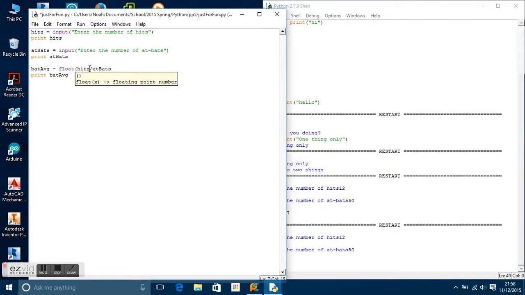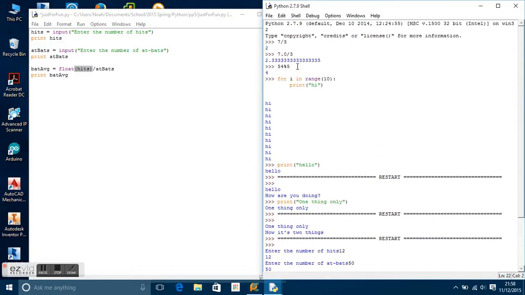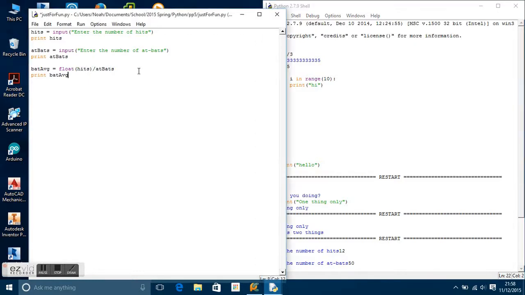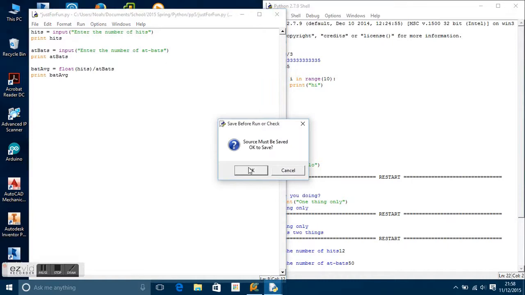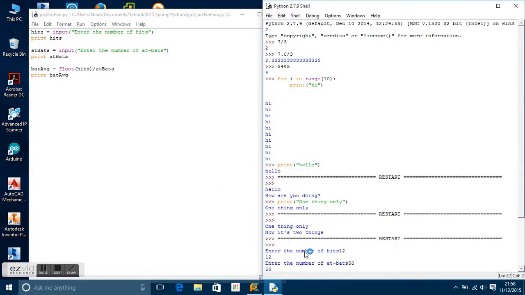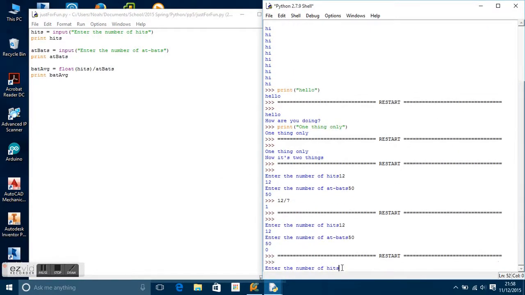Float is a command that tells it there are going to be decimals here. It's like when I did this back up here, 7.0 divided by 3, it got it because it knew it had a decimal point. So float is going to do this. And let's save it again. That's going to be useful for us coming up in the future.